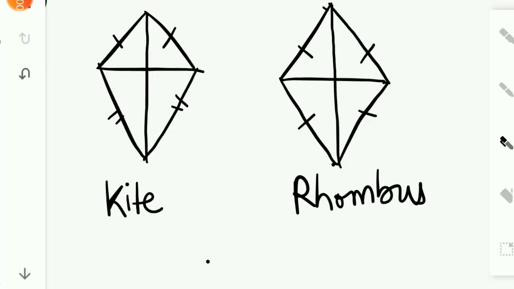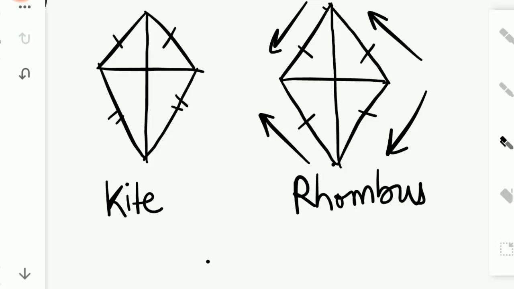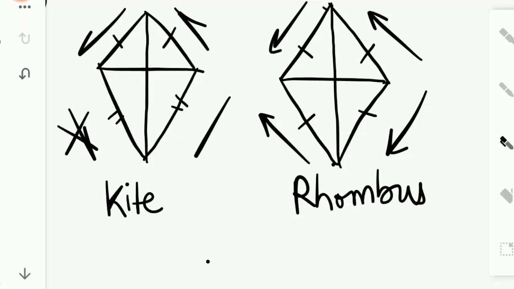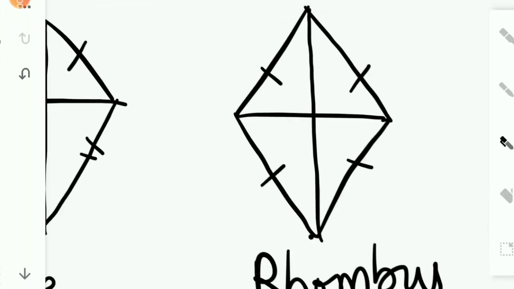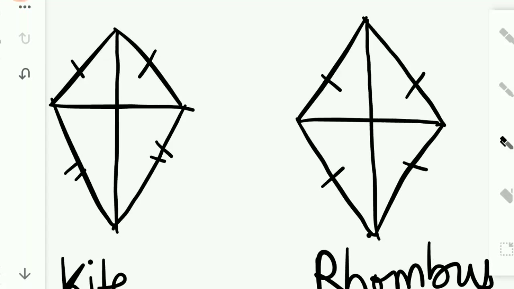Also, rhombus is a parallelogram. That means these two sides are parallel to each other and these two sides are parallel to each other. In kite, there are no parallel sides. None of them are parallel. Okay, so far we have seen two properties. The third is rhombus has perpendicularly bisecting diagonals. That means all of these four angles are 90 degrees.